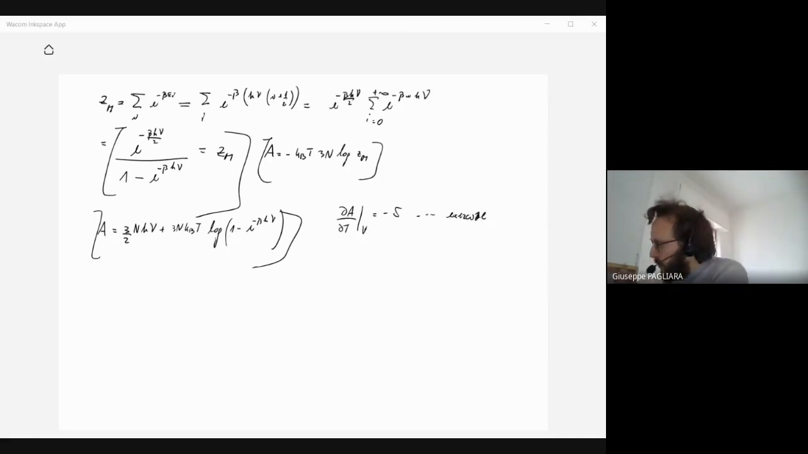Or you can compute, for instance, E. Well, E can be computed in two ways. It is A plus TS. Once you have the entropy, temperature, and Helmholtz free energy, you can compute E. Or you can compute E by multiplying the total number of particles times the average energy of the particle.